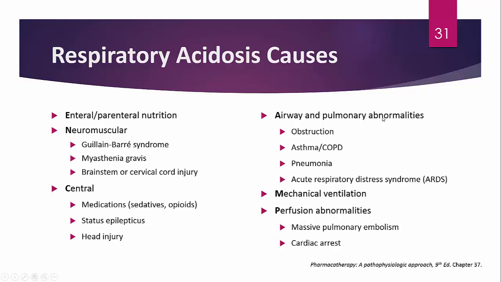Airway and pulmonary abnormalities are a really common cause of respiratory acidosis, and those include obstructions, so something obstructing the lungs to where CO2 can't exit, asthma or COPD, so you see asthma again here, pneumonia, in terms of patients who are not able to eliminate that CO2 properly, as well as acute respiratory distress syndrome, or ARDS. And this is another type of syndrome where you're in respiratory failure.